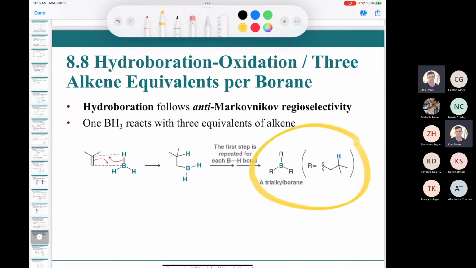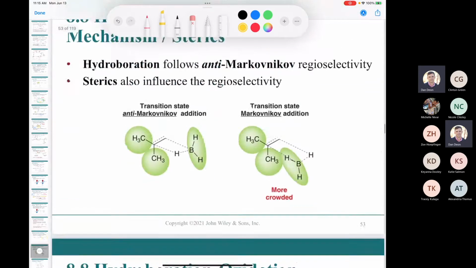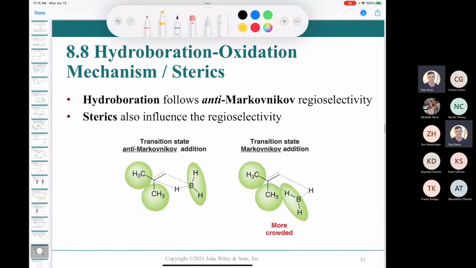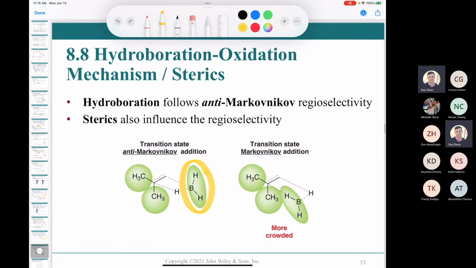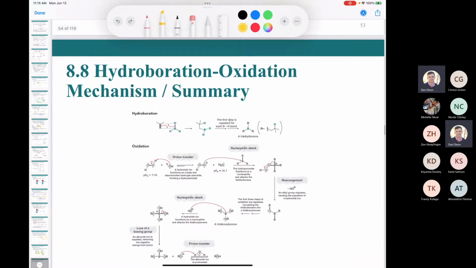I'm not going to ask you about the trialkyl borane, but you may want to go into the textbook and look at the mechanism carefully to see how the trialkyl borane is produced in detail. Again, this is showing the steric consideration, that the BH2 is bigger than the H, and so that is why it ends up on the less substituted carbon, like this transition state, whereas here you can see it's much more crowded. So again, this leads to anti-Markovnikov addition across the double bond.